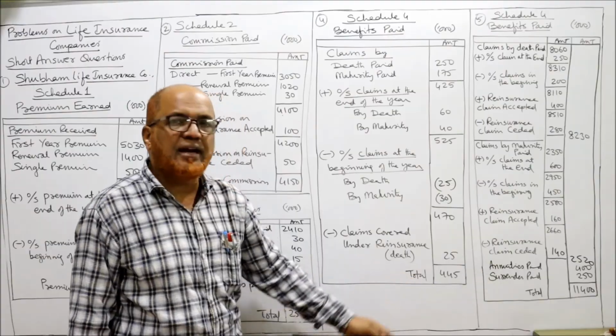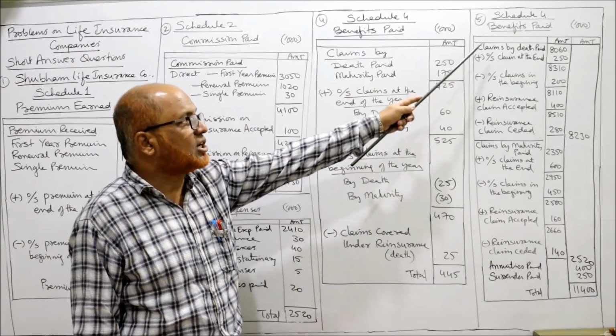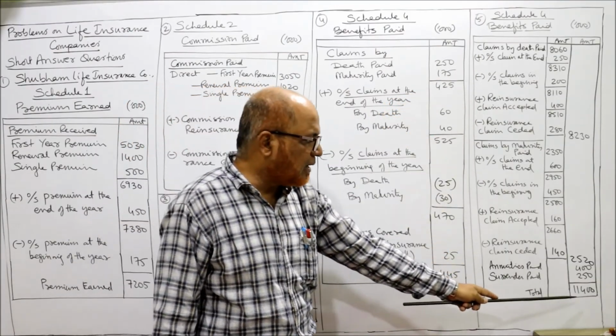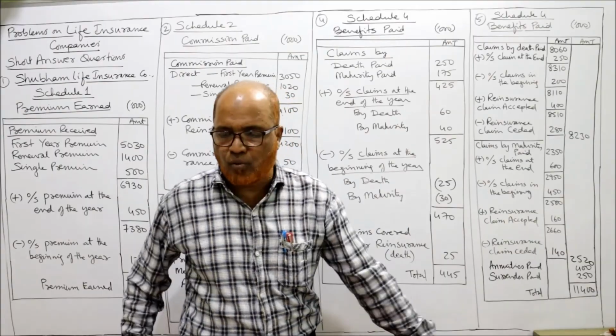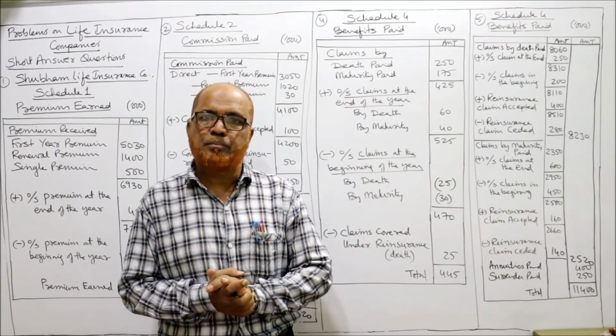Now annuities paid and surrenders paid, that will be added, that will be taken into account in schedule number 4. The benefits paid. So total of benefits paid are 11,400. So we have completed 5 short problems.